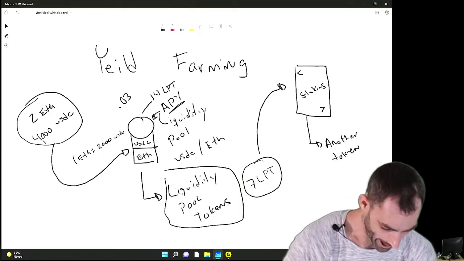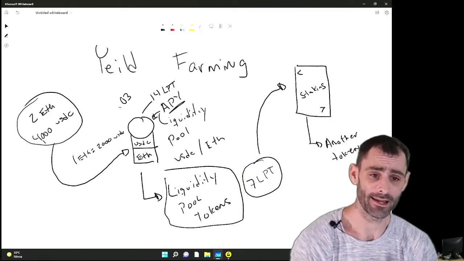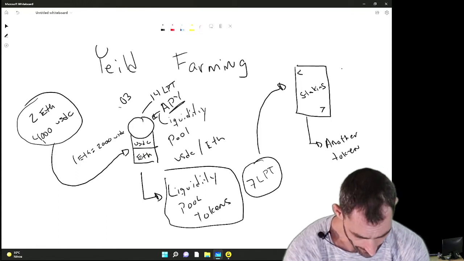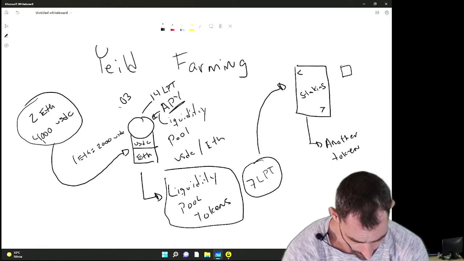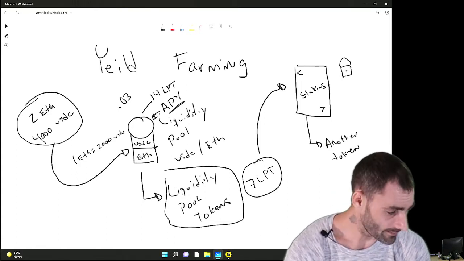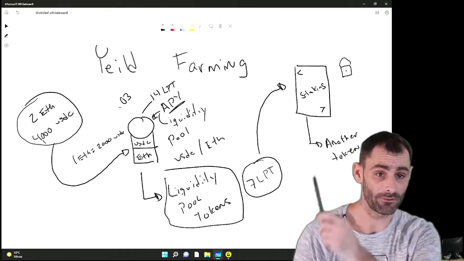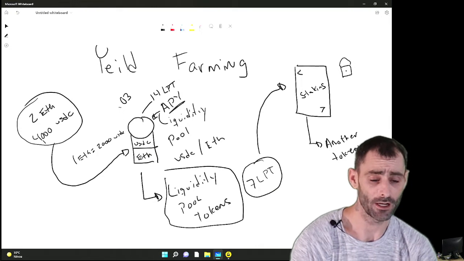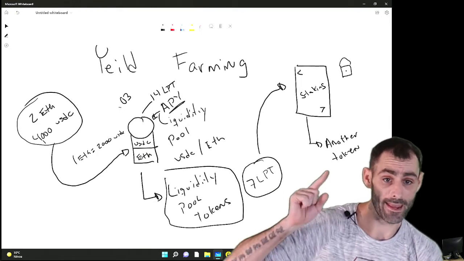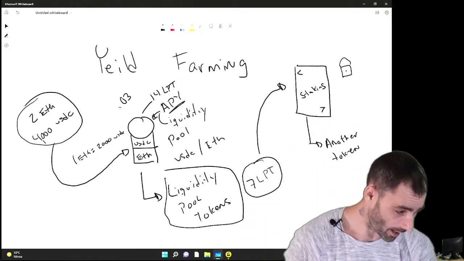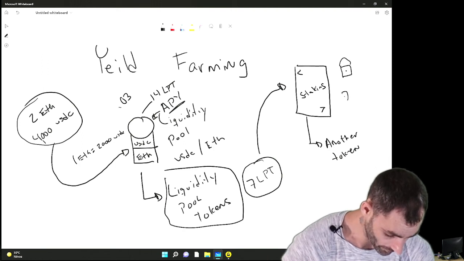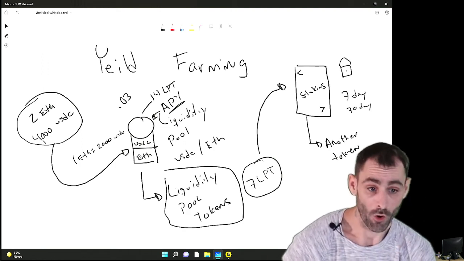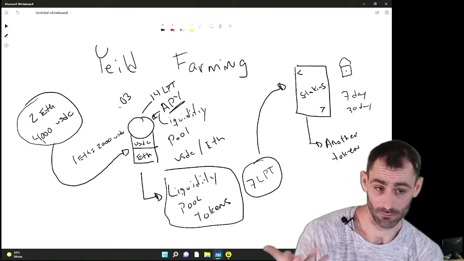Got it. All right. So now the reason I say lock them up, I'm going to basically lock them up is because I do give them to this contract. And depending on where I'm yield farming, I may have to lock them up for a set amount of time. So I may have to lock them up for 7 days minimum or 30 days. Or there may be a penalty.